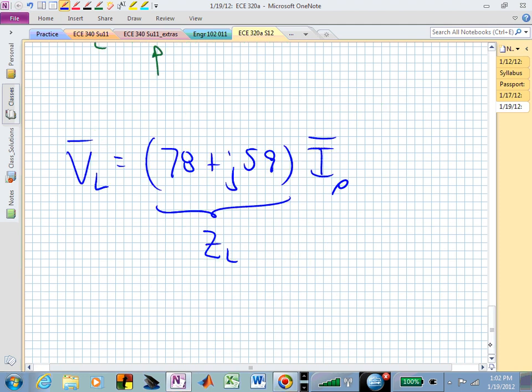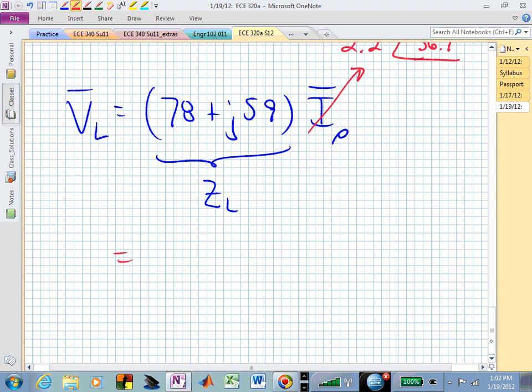Where I bar was, what was I bar? 2.2 at an angle of minus 36.9 degrees. And if we're multiplying, we probably want to convert everything to polar form. Then we can just multiply the magnitudes and add the angles. So we put this 78 plus J59 into polar form, giving us 97.8 at an angle of 37.1 degrees.